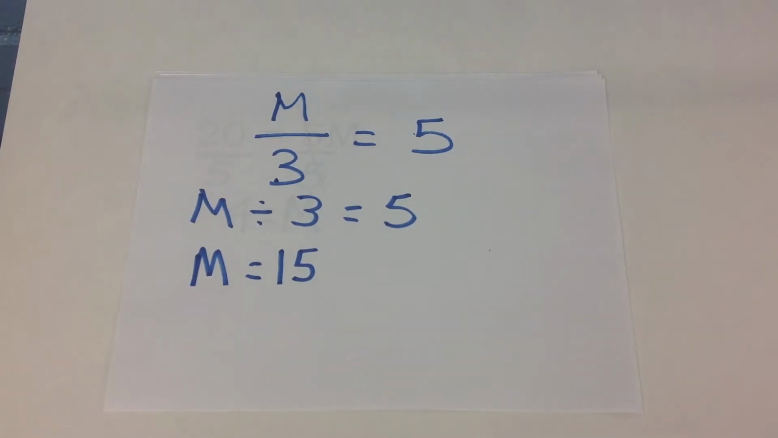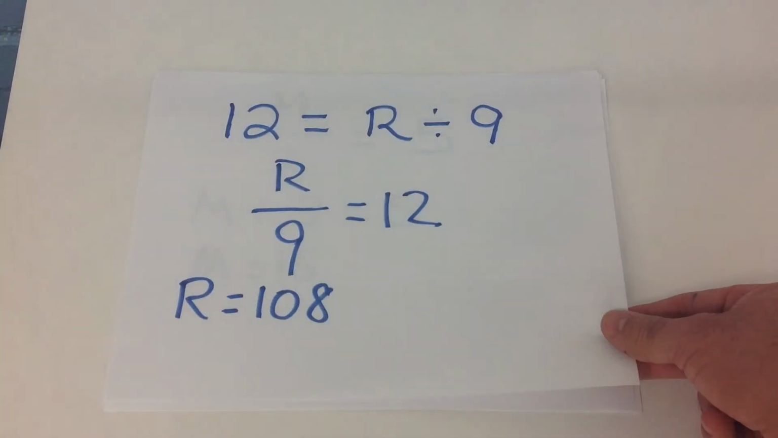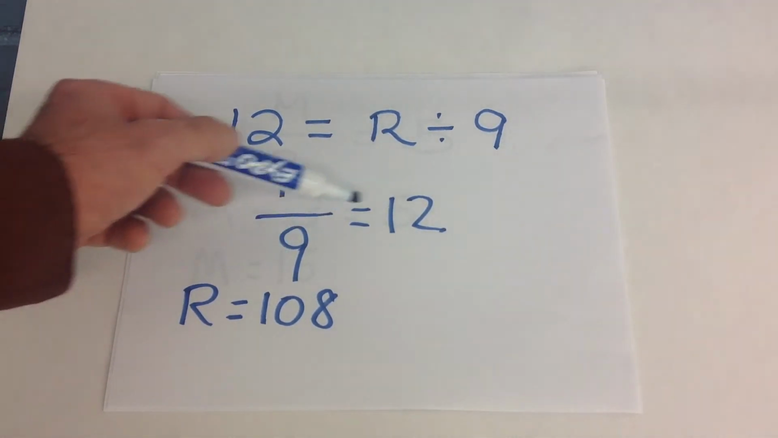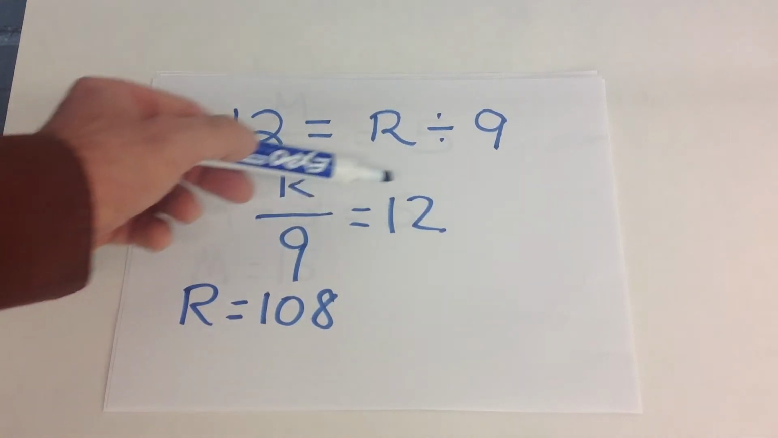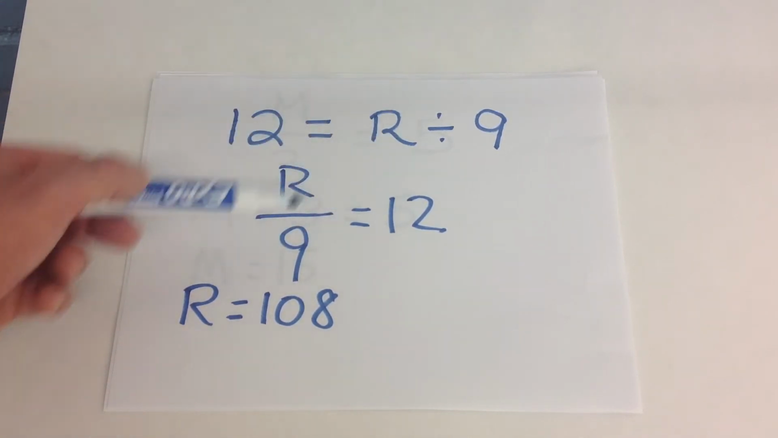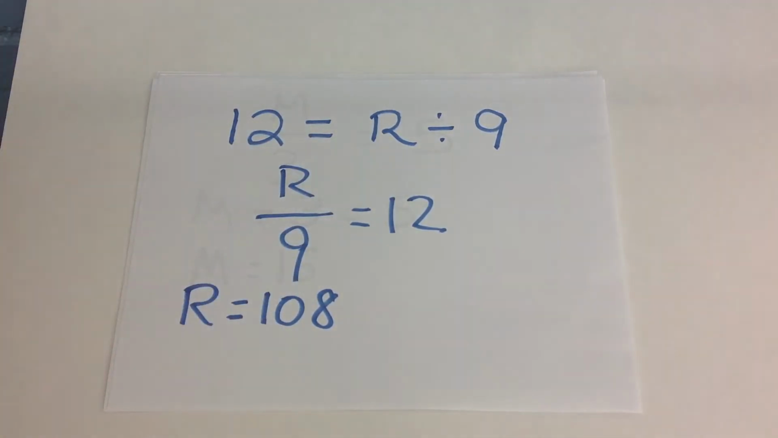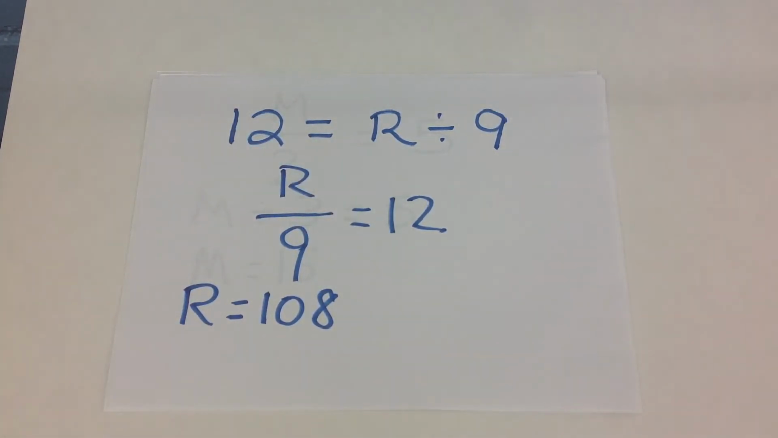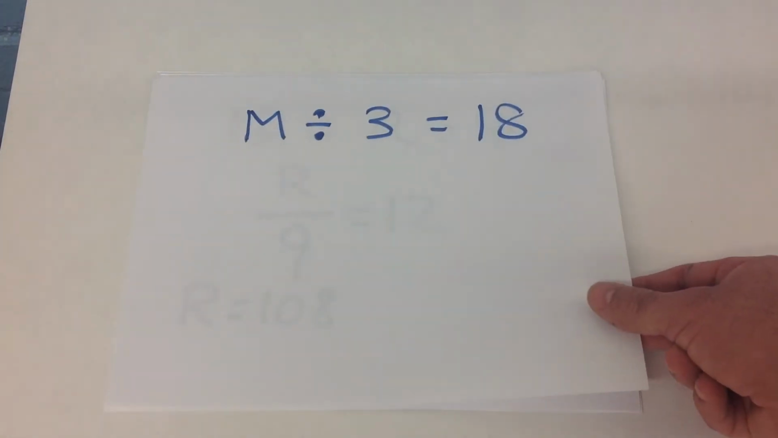Okay, so sometimes you might see division like this. 12 equals r divided by 9. And that could be changed to this. R divided by 9 equals 12, and we just multiply up. Right? 9 times 12 is 108. And 108 divided by 9 is 12. That's how we check. See if you can do this one.